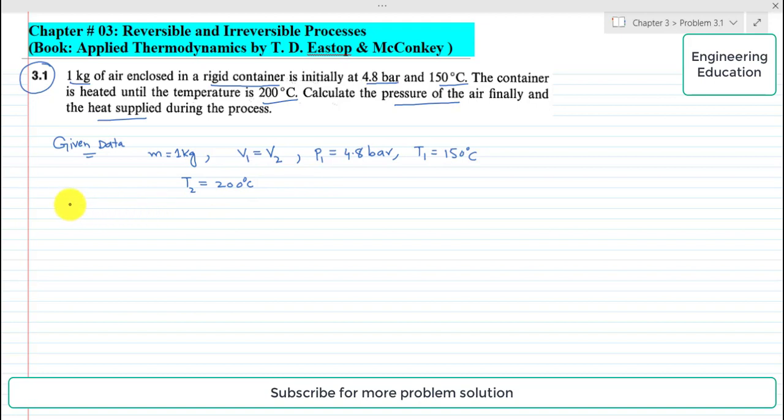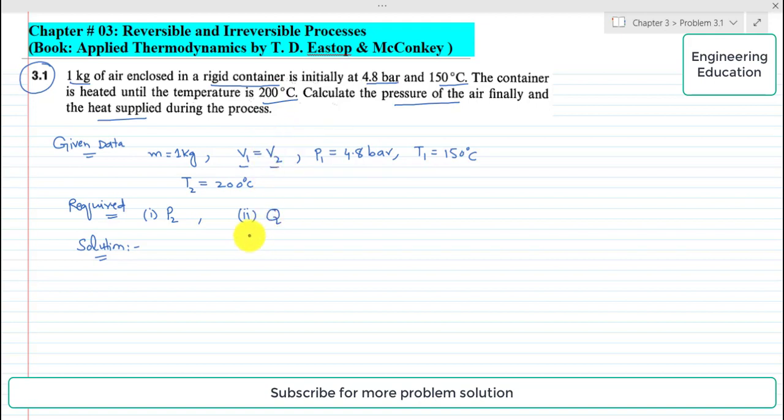We have to calculate two quantities. First one is the pressure P2, and second we have to find the heat supplied during the process in which the temperature rises from 150 degrees centigrade to 200 degrees centigrade. Coming to the solution of this problem, as it is mentioned in the statement that this is a rigid container, it means that the initial volume is equal to the final volume.